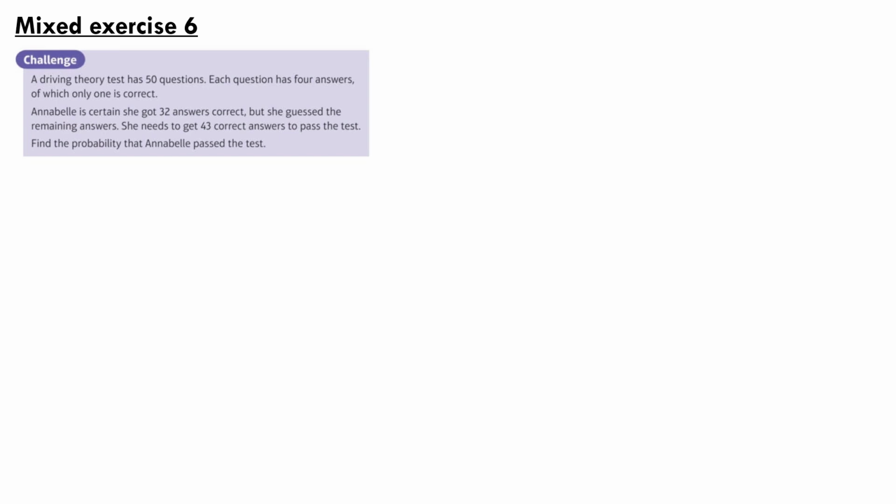So we know that the probability of getting a question right is a quarter from here. And we also know that she needs 43 minus 32, so that's 11 correct answers to pass. She knows that she got 32 answers correct, and there are 50 questions on the test, so that means she guessed the other 18.